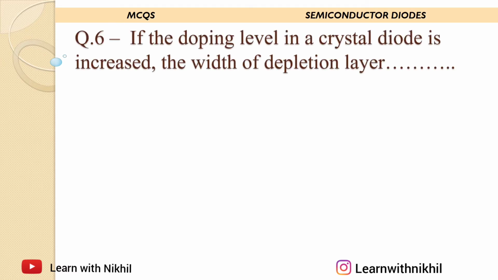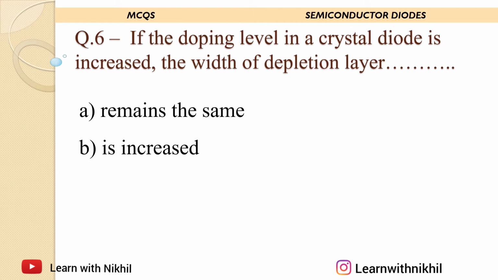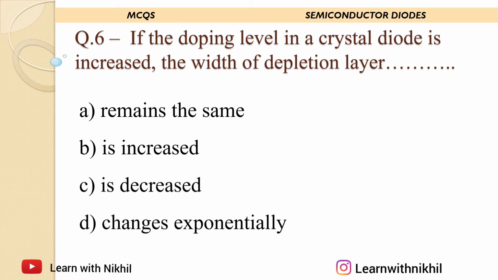If the doping level in a crystal diode is increased, here the width of depletion region remains the same, is increased, is decreased, changes exponentially. So now the depletion region is increased if the doping level is increased.